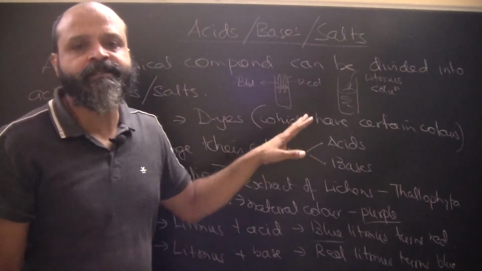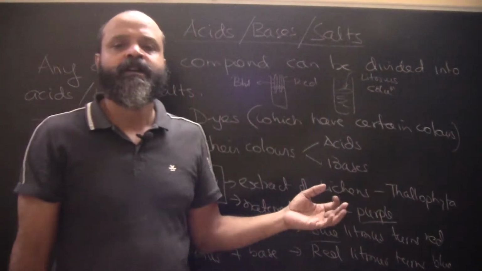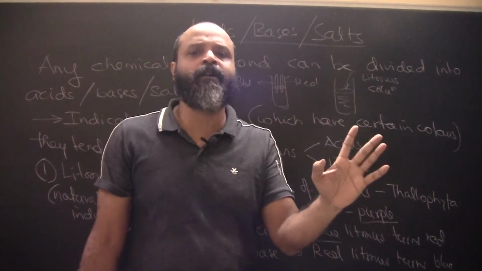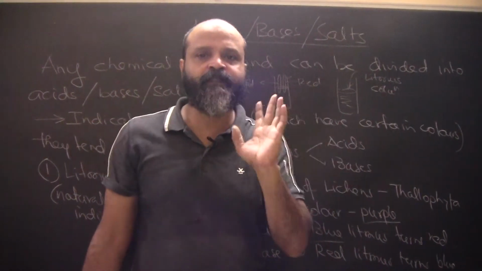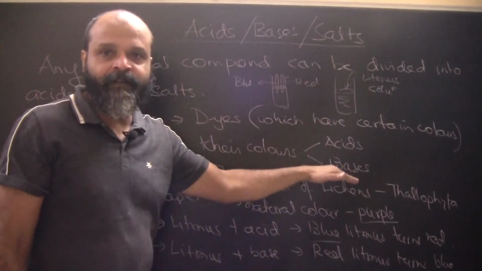So that's how litmus is, and it's very important. In labs we generally use it for the first test whether a compound is an acid or a base. The first test will be the litmus test, okay. So the litmus test is to distinguish between acids and bases.